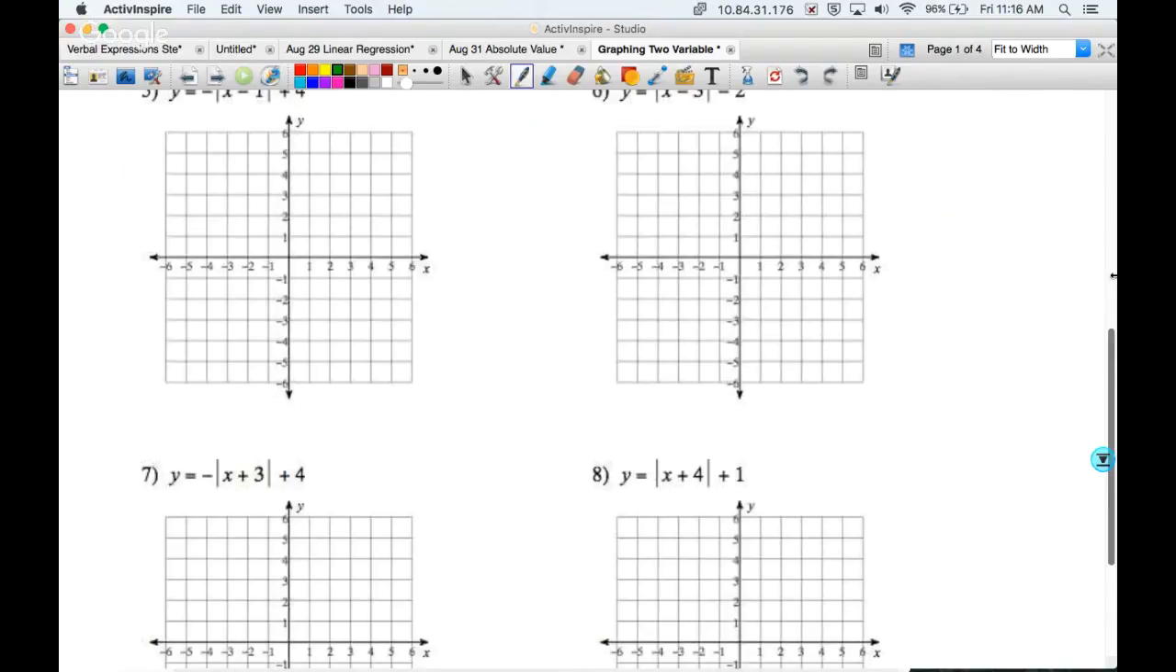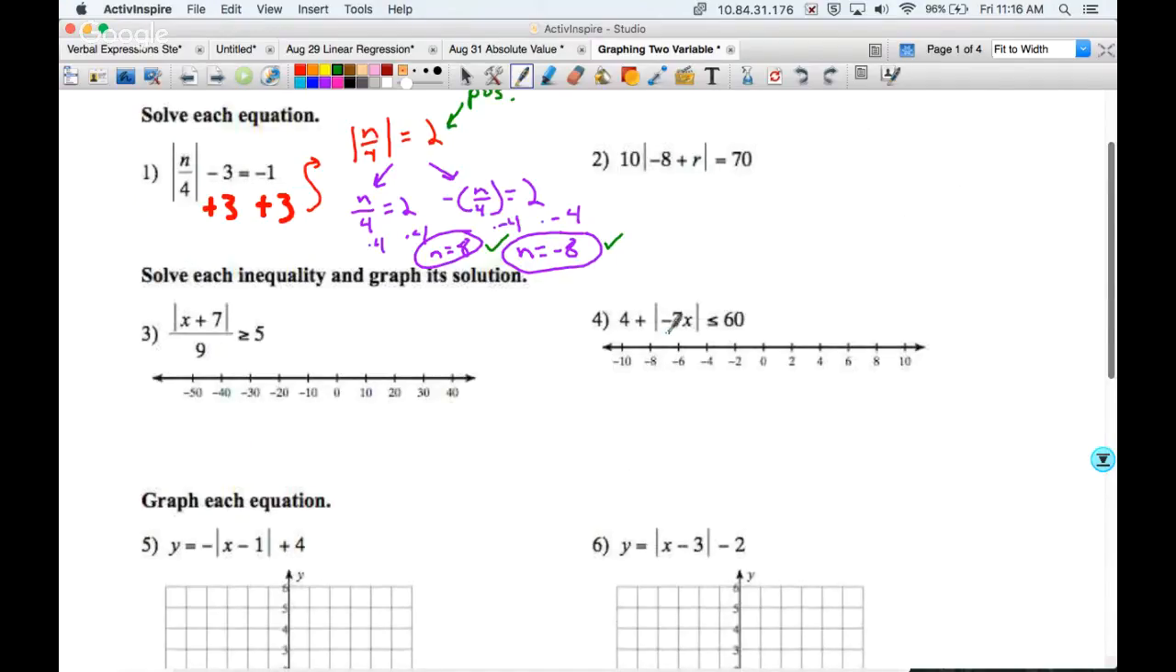All right, quick refresher on how to graph absolute value equations. In problem number 4 here, I need to, again, isolate my absolute value. So I'm going to subtract 4 from both sides. And I got the absolute value of -7x is less than or equal to 56. All right, in this problem here, it's less than a positive, so that's okay. We're not going to get any extraneous solutions. This is a no solution scenario.